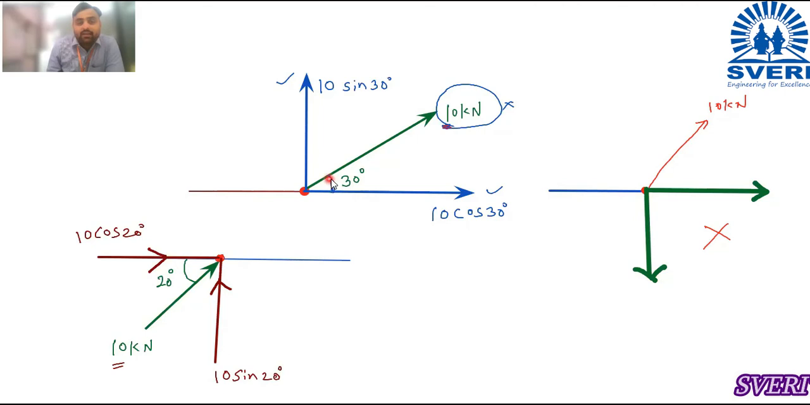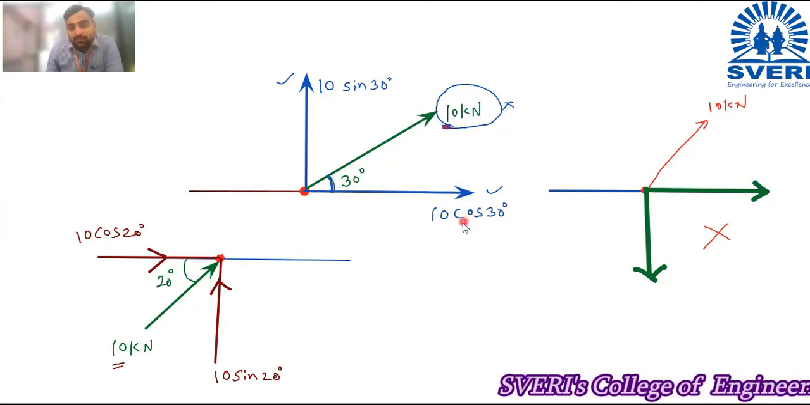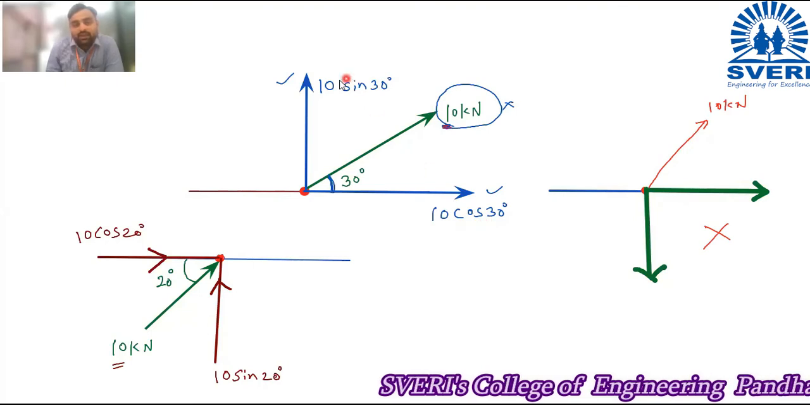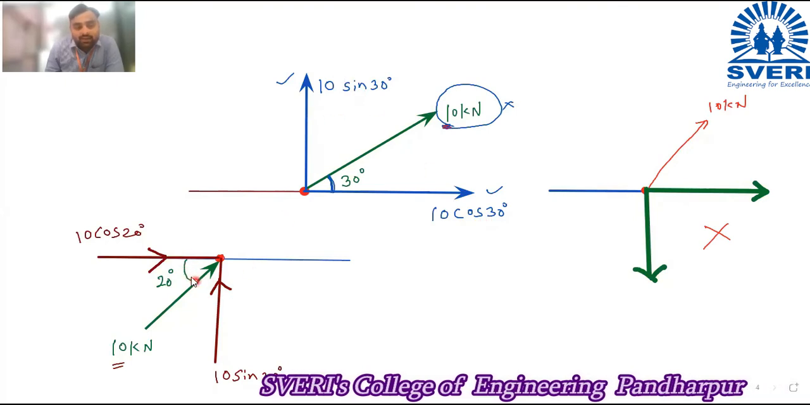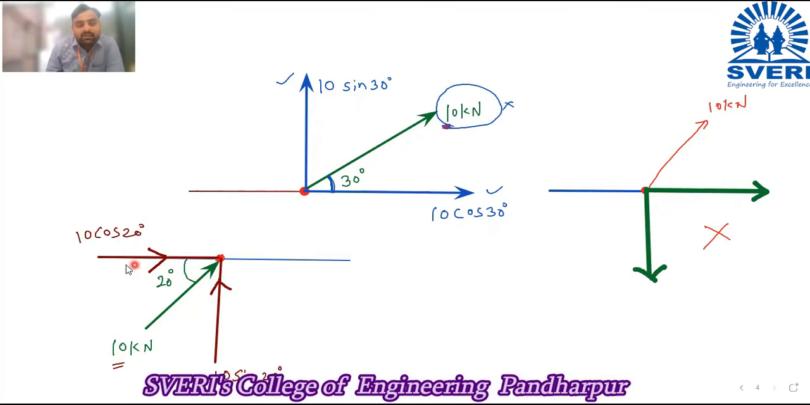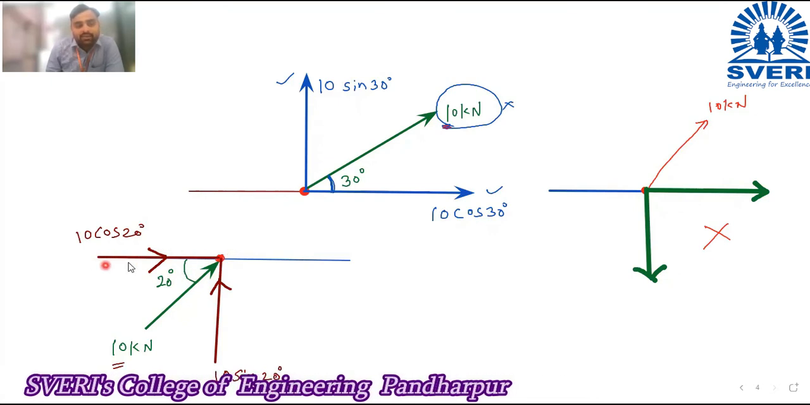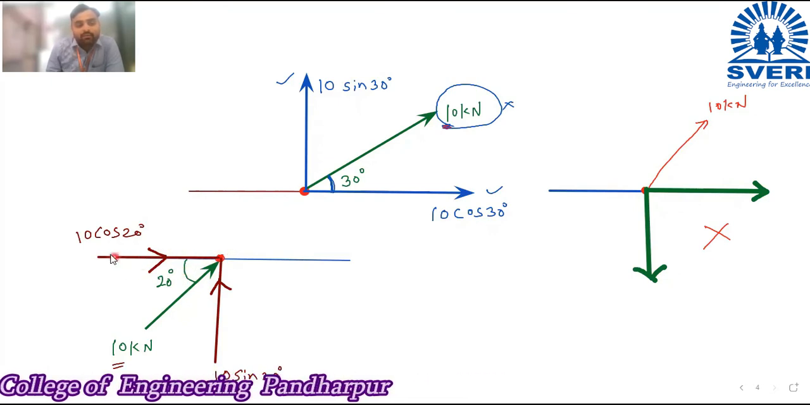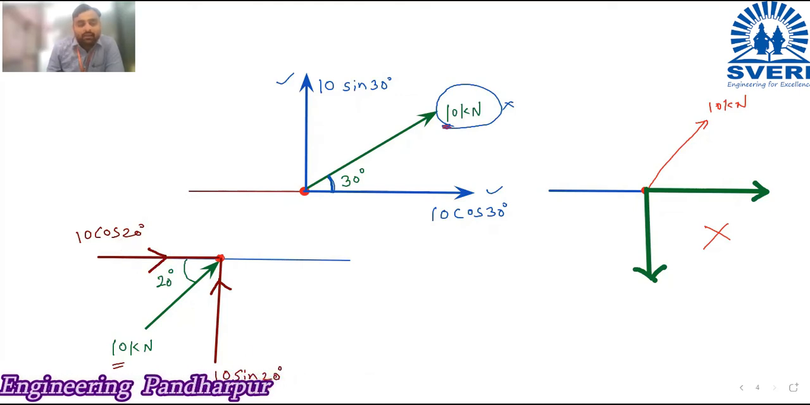Here, if this 30 degree angle is with this x component, then for this x component we have given the cos and the remaining component is sin. Now this 20 degree angle, if you see, this angle is with the x component. So for this x component we have given cos and this is sin.